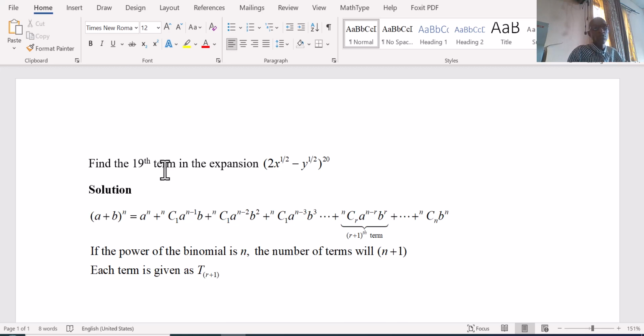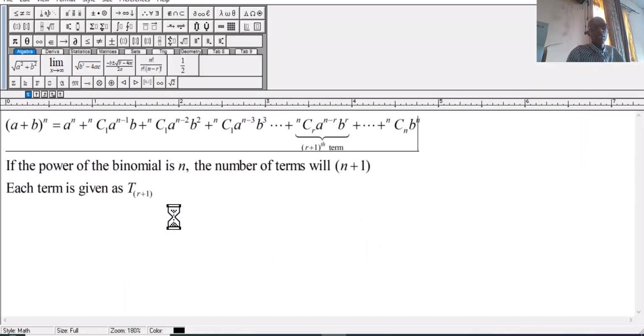So I need to create a foundation: if we are given (a + b) raised to the power of n, it follows this pattern in our expansion. This will be the general formula or pattern every term follows. If you are given a binomial raised to the power of n, the number of terms that you will get will be n plus 1.